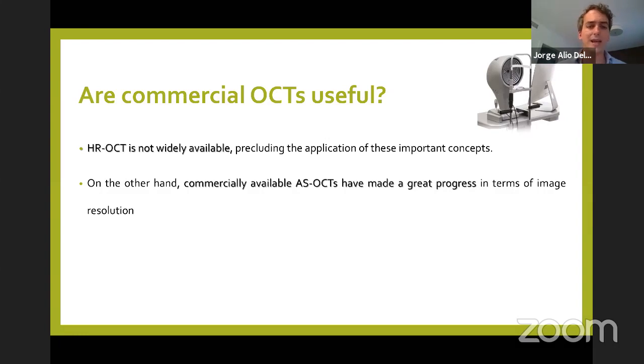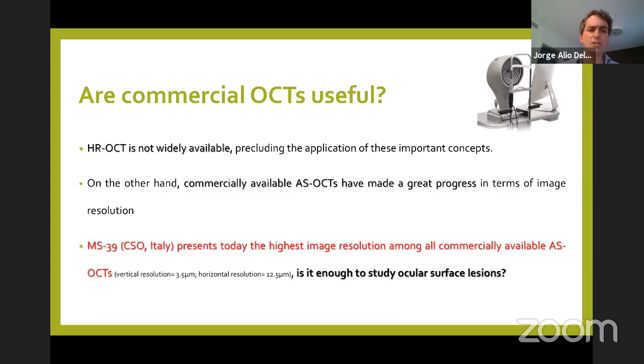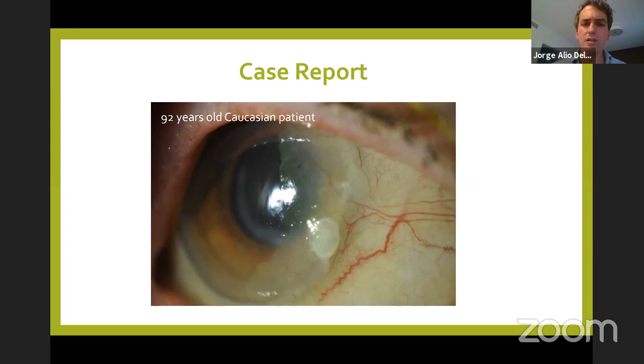But today, along this last decade, the commercially available anterior segment OCTs like the MS39 have made great progress in terms of image resolution. And the question is now if this enhanced resolution is enough to undertake all these actions of the OCT and use them for the differential diagnosis of the ocular surface lesions. We have to take into account that the MS39 presents today the highest image resolution among all commercially available anterior segment OCTs. And the question is if we can use the MS39 to study these lesions. I'm going to answer these questions with the following case report that I had this year.